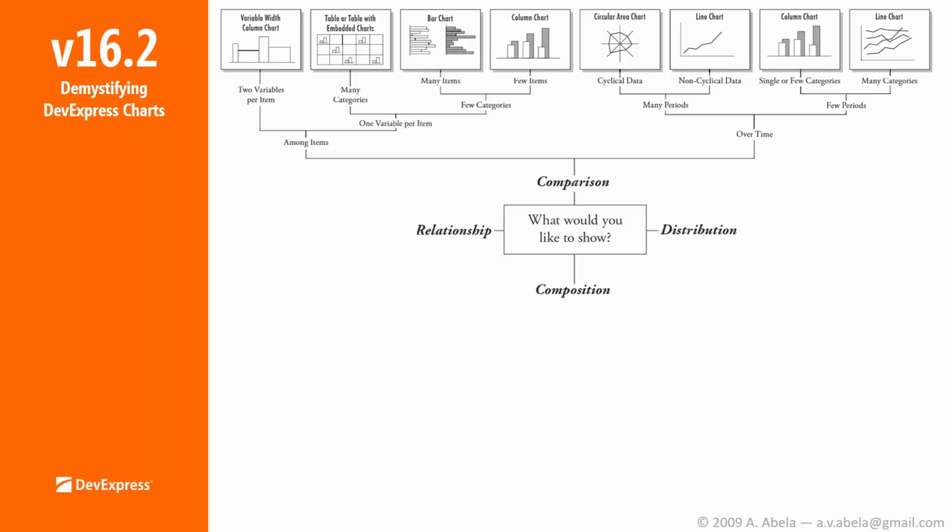If you're looking to do a comparison or compare values over time, again, depending on whether we're talking about many periods or a few periods, we could select things like cyclical data, which we cover inside our radar and polar charts, all the way through to the likes of a line chart, being few periods, many categories.